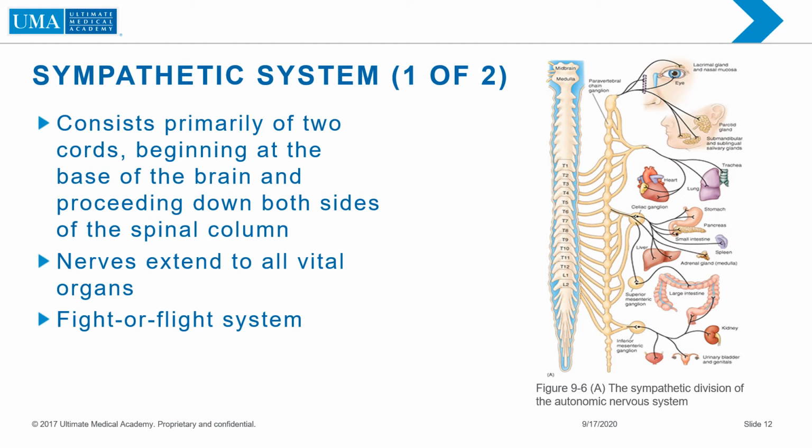Sympathetic nerves extend to all of the vital internal organs. These include the liver, pancreas, heart, stomach, intestines, blood vessels, the iris of the eye, sweat glands, and the bladder.